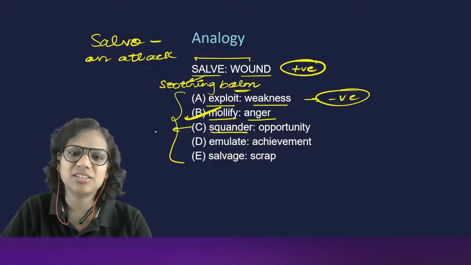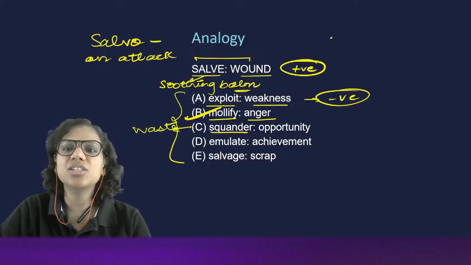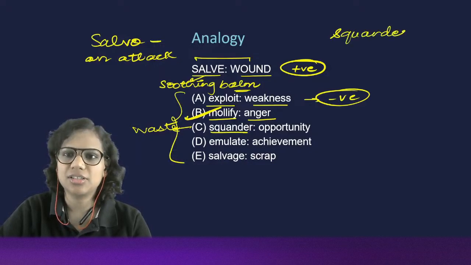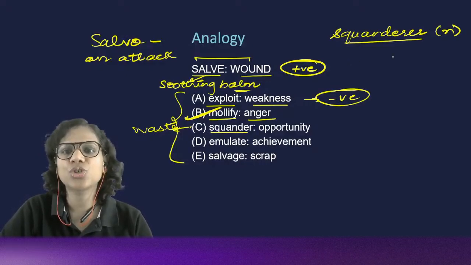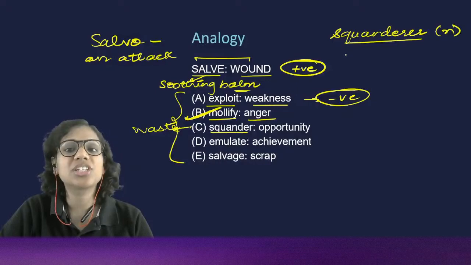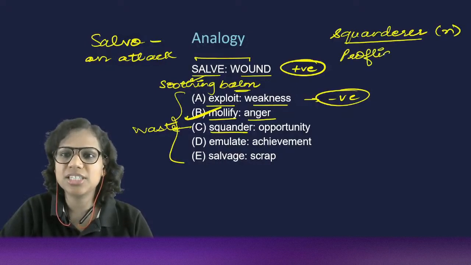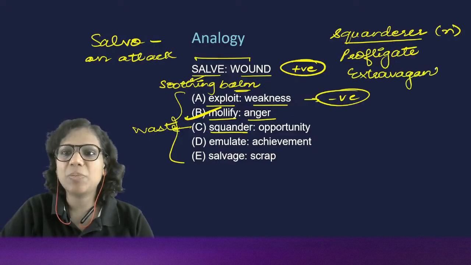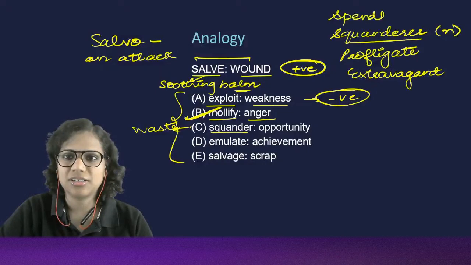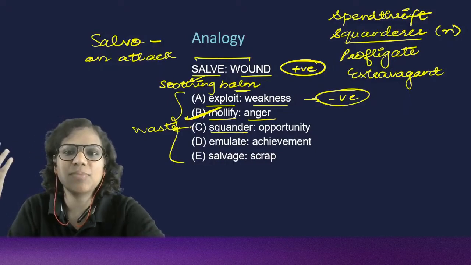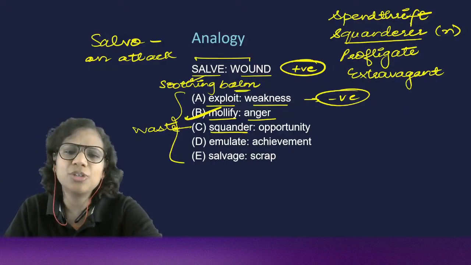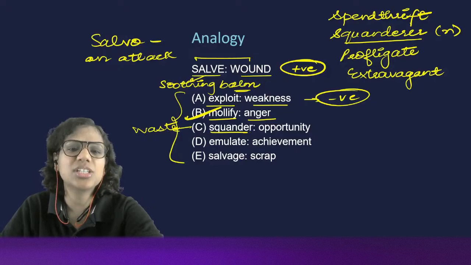Squander is waste. Squander means to waste. In fact, a squanderer is a person who wastes their wealth. Somebody who's extravagant, somebody who's profligate. These are all synonyms: profligate, extravagant, spendthrift. The opposites are ideas such as miserly, stingy. So squander is simply to waste. It's not associated with healing or easing. It's associated with wasting.